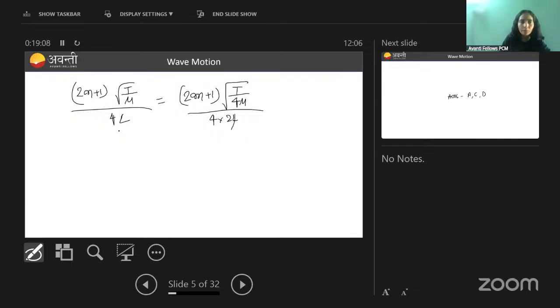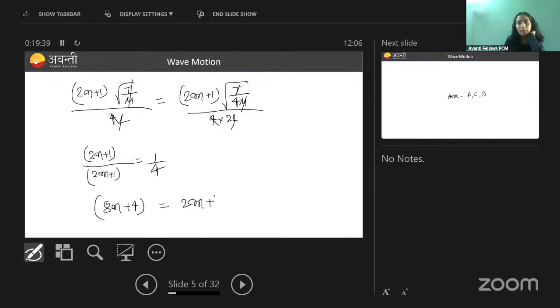So L you will cancel, 4 will get cancelled. This is 2. And this T by mu will get cancelled. Root under 4 will come down, that will become 2. So this will become 4. And here if you check, 2n plus 1 divided by 2m plus 1 is equal to 1 by 4. Or, multiply it out, so 8n plus 4 is equal to 2m plus 1.